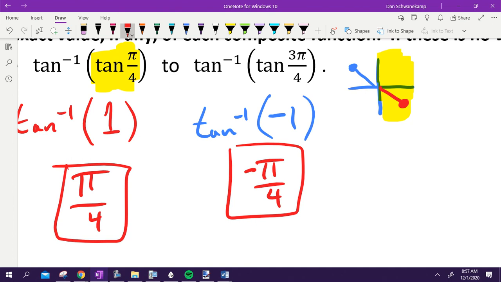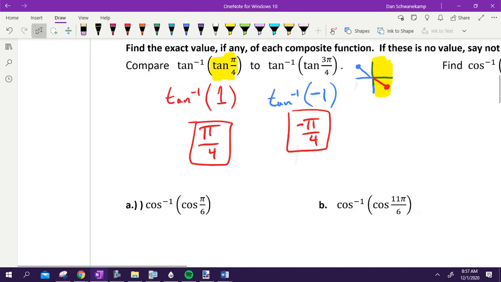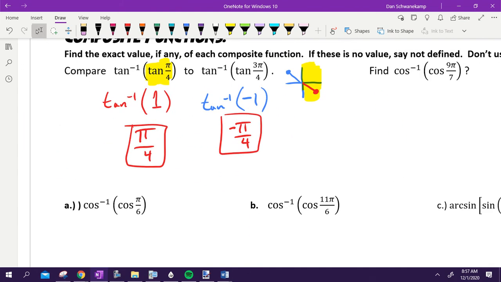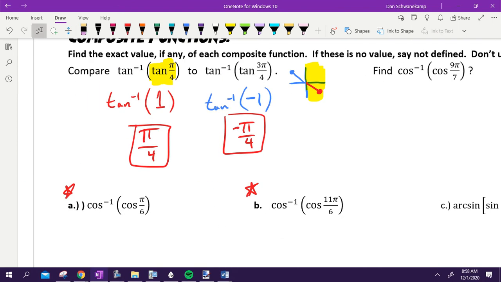Kind of makes sense on that first one? Before we jump to the second one, let's try A and B. Use that same knowledge here on A and B and see what you can do.